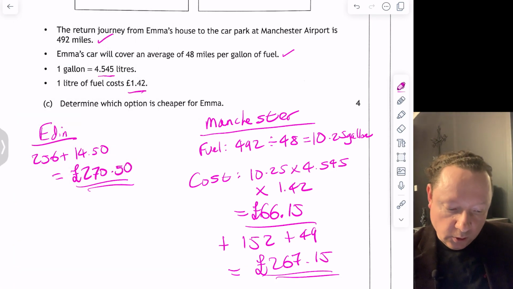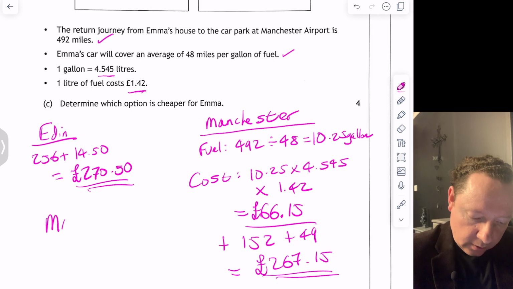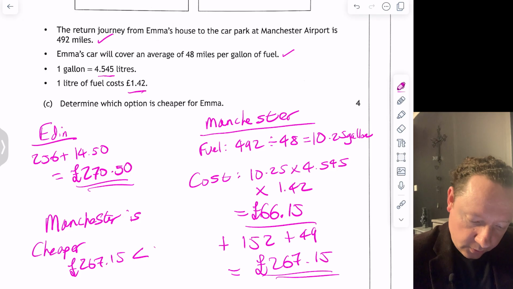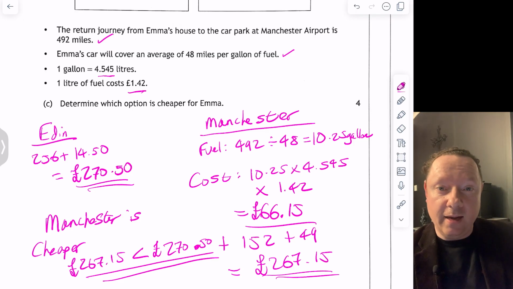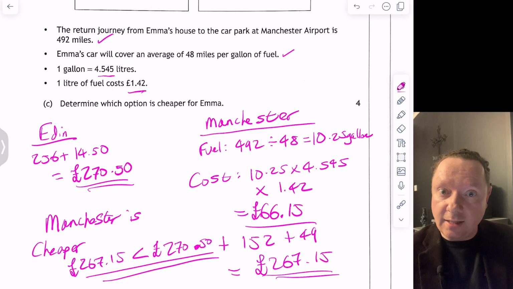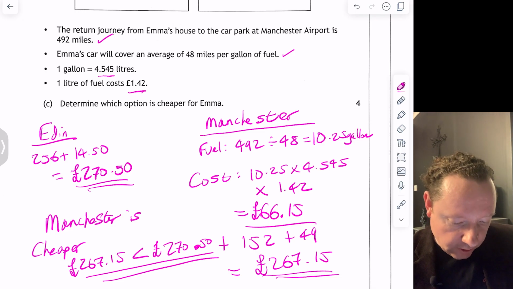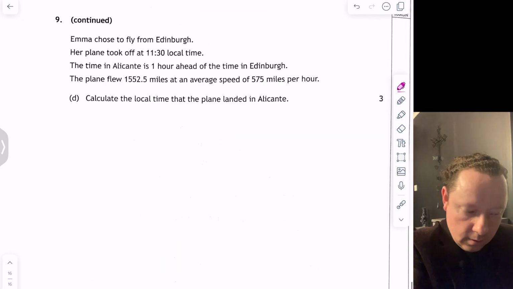So we have to work out which option is cheaper. Well, Manchester is cheaper because 267.15 is less than 270.50. It doesn't ask you how much cheaper, so I'm not going to bother working it out. But it's like £3.35. Would you really drive to Manchester, which is, by the way, a 4-hour drive, and back? That's 8 hours to save £3. Don't think so. But there you go. Manchester is cheaper, and we're done there.